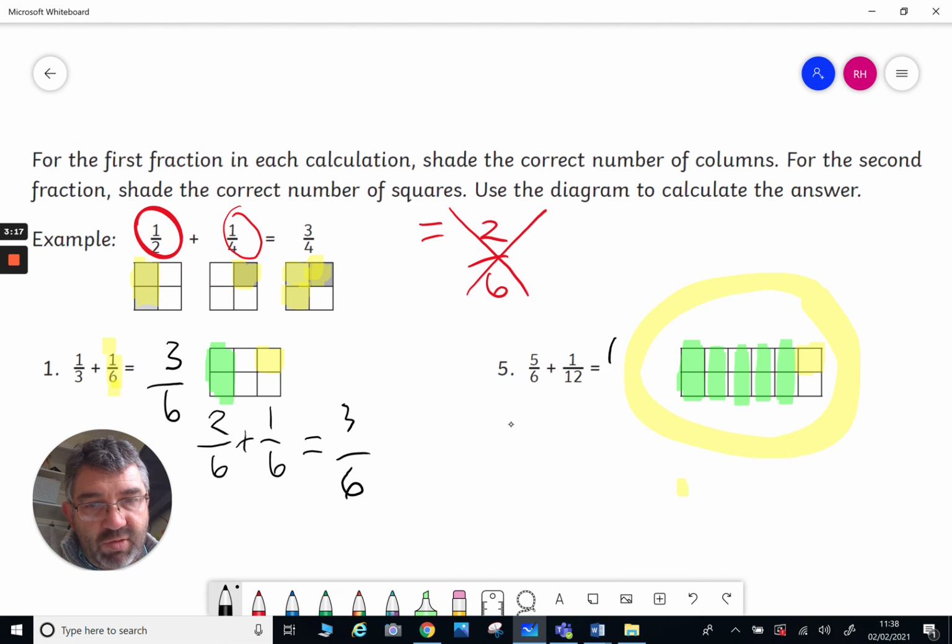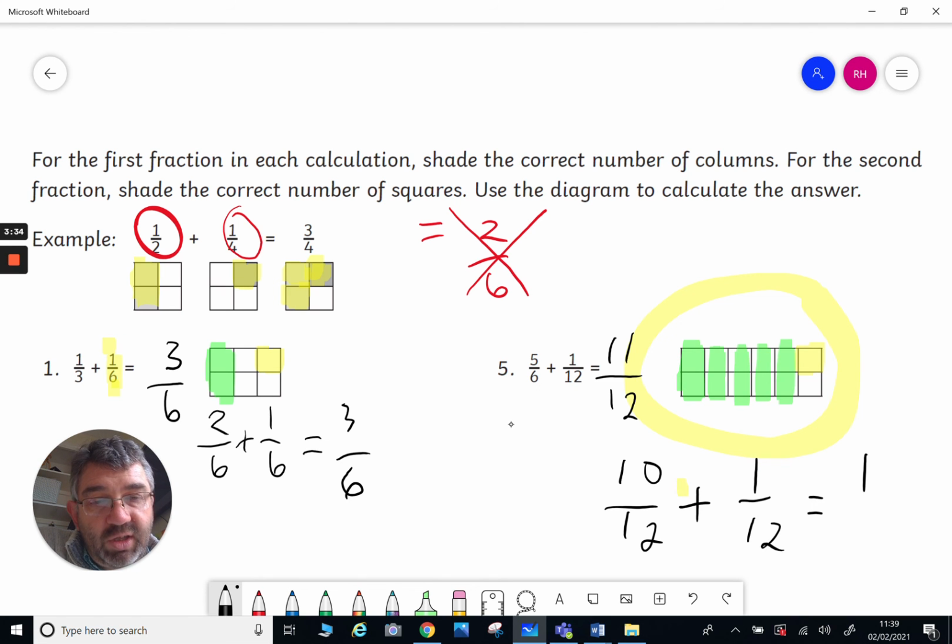So we've already worked out our answer, but let's just do this in a little more detail. How many 12ths are shaded in green? 1, 2, 3, 4, 5, 6, 7, 8, 9, 10. So we've actually got here 10 12ths added to the original 1/12 in green, which gives us 11 12ths.